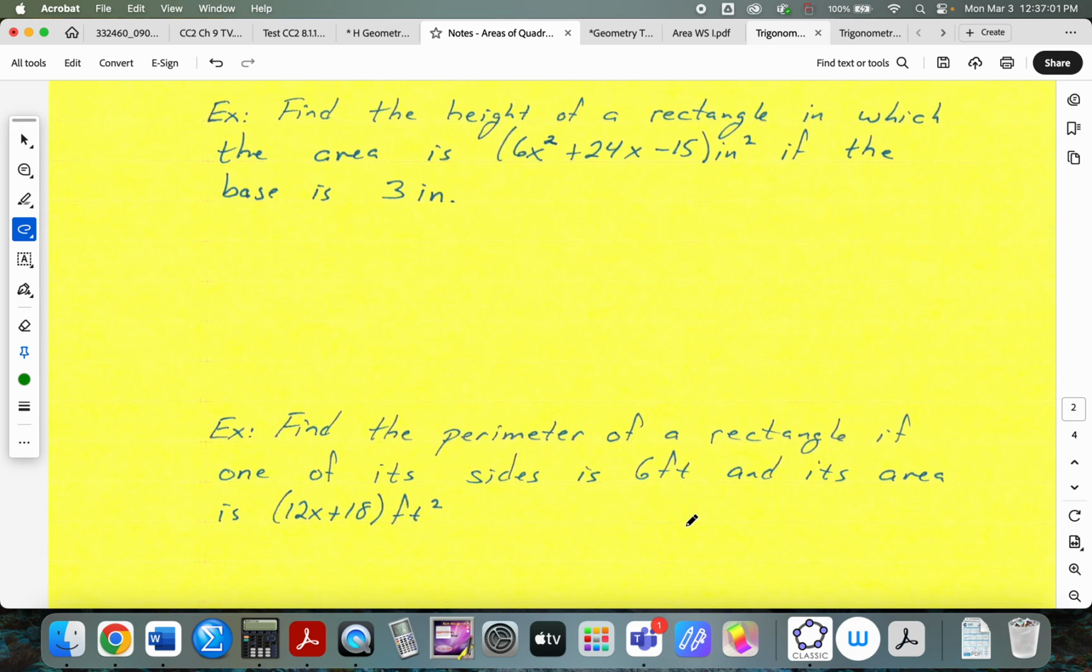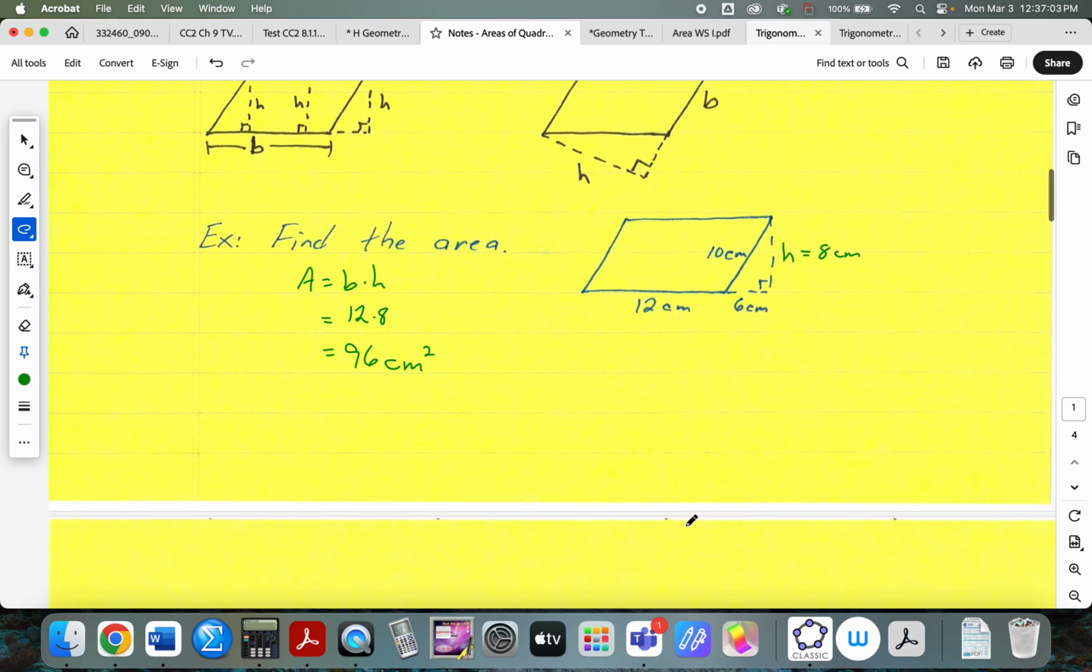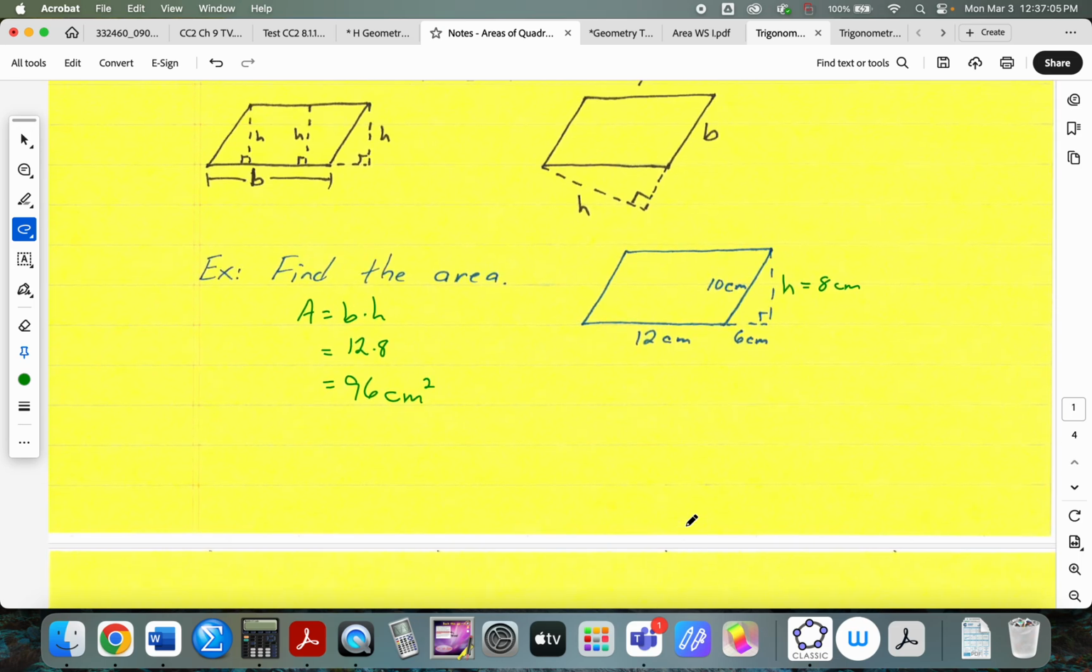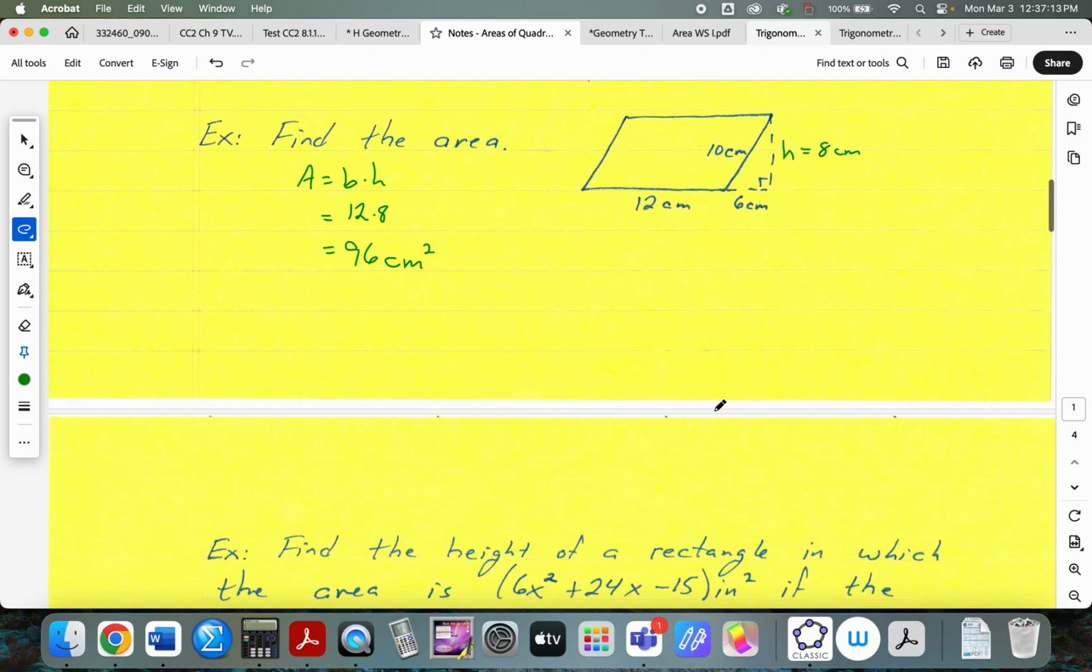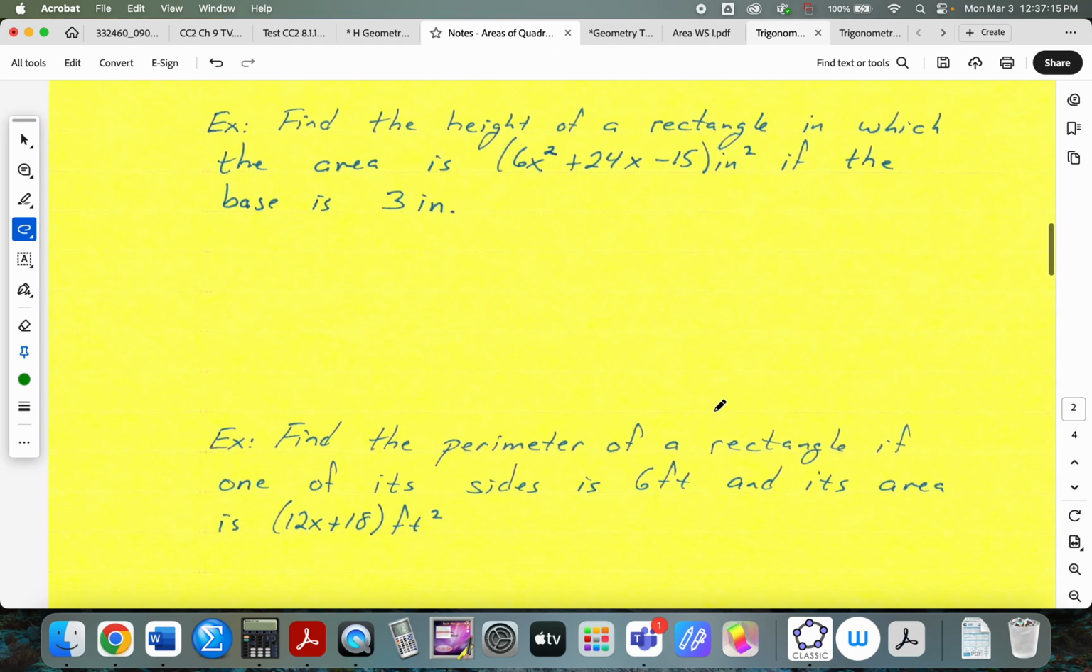All right, let's add some. Now, realistically, this is a junior high problem. Maybe a little bit more because you had to do the Pythagorean theorem to find the height, but not much more. To make it more of a high school problem, we have ones like this. Find the height of a rectangle in which the area is 6x squared plus 24x minus 15 square inches if the base is 3 inches.